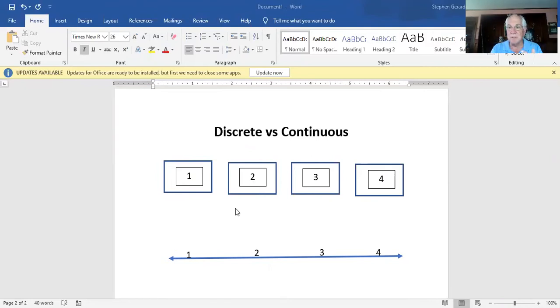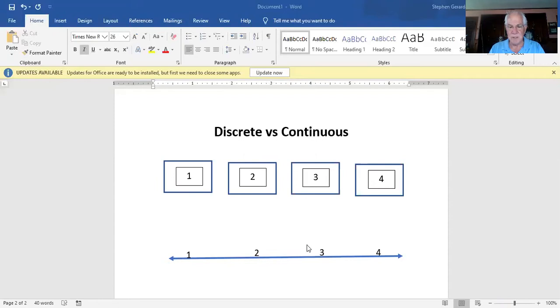Think about discrete data, for instance: how many children do you have? You might have no kids. You might have 1 child. You might have 2. You might have 3. But you don't have 2.4 kids. No one says, I've got 3.2 children. There are always discrete numbers, and there's nothing between them. On the other hand, you have continuous data, which is this lower line down here.